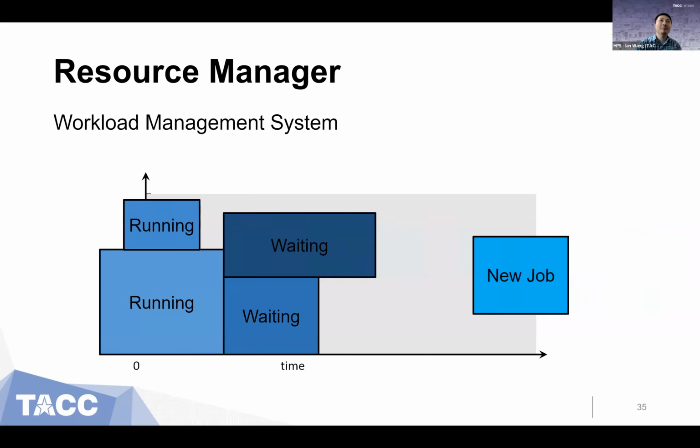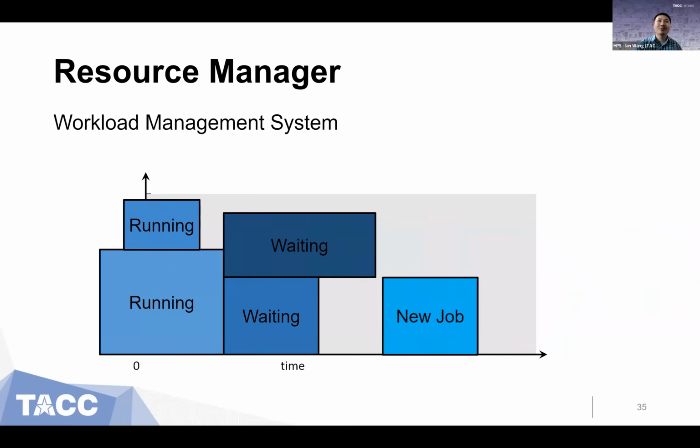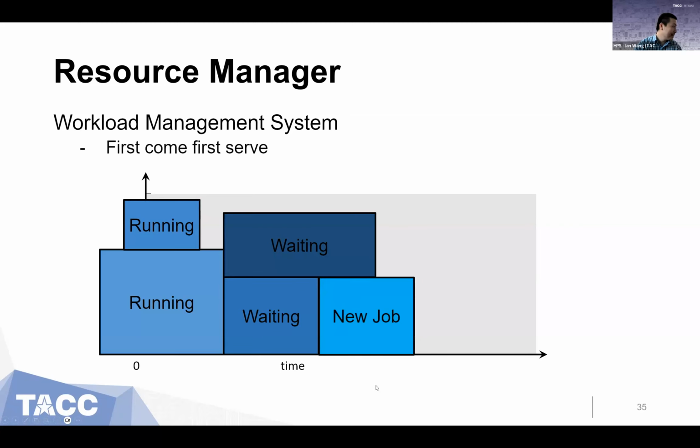And if we have another job, where do you want to place it? Well, if you play Tetris well enough, you probably want to place that here instead of up there, right? Because here you minimize the wait time of the user, because it's going to get started right after these shorter running jobs. So this scheduling policy is called first come, first serve, straightforward.